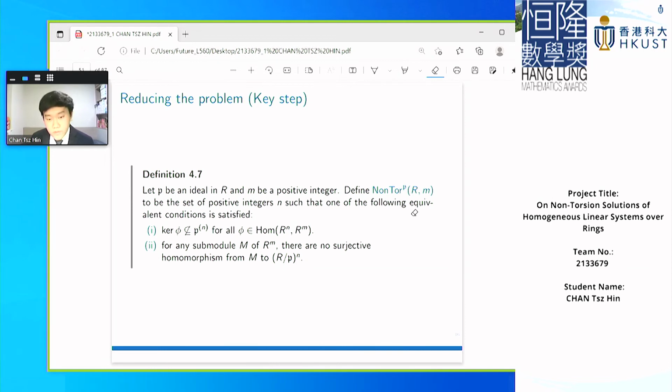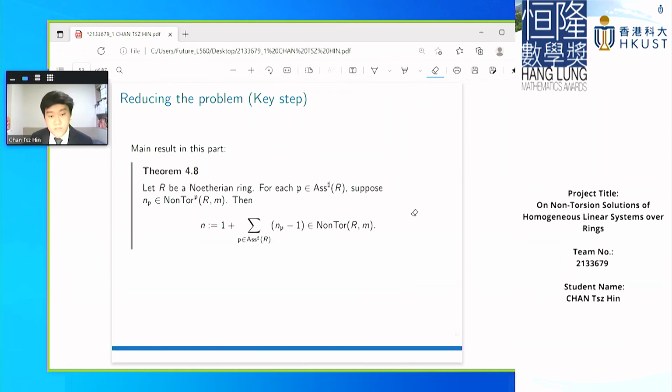We define a new set called non-tor(P, R^m) to be the set of integers n such that one of the following equivalent conditions is satisfied. Notice that it comes from the previous second correspondence that these two conditions are indeed equivalent. And defining such a new set allows us to consider one prime at a time.